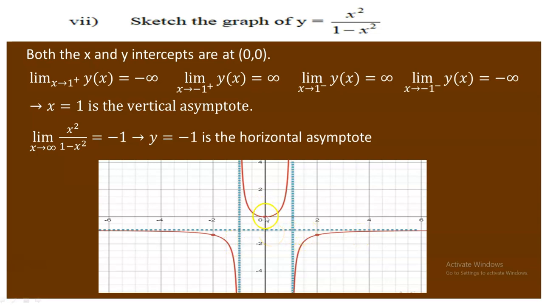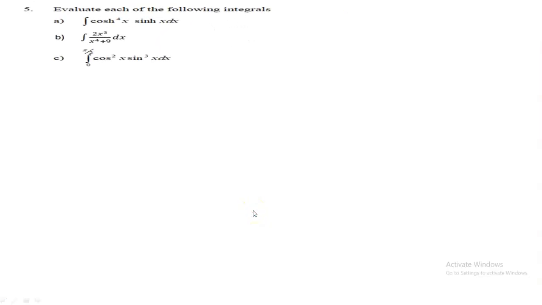As can be shown, the graph crosses the origin. And as we said earlier, it is increasing within the given interval, and decreasing within the given interval too. So anyway, the graph looks like this. What comes next is question number 5, and you are asked to evaluate this.